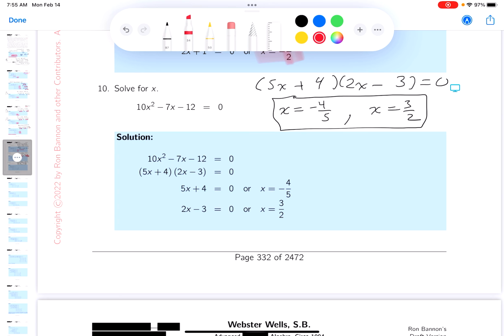What do I recommend you do? Look at the key to make sure that these answers are indicated over here. And if they're not, there's probably something wrong somewhere.